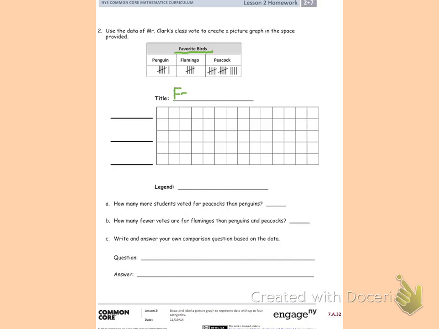Since it's a title, I will capitalize both words. Favorite Birds. Don't forget to leave a space between the words. Now, the first bird that's listed here is a penguin. I will write it on the first line, and I will capitalize it, since it's the name of the category. Penguin.